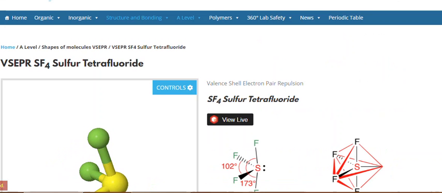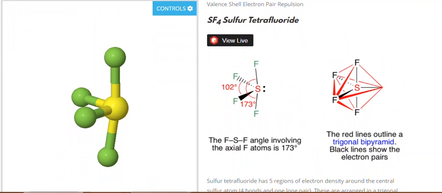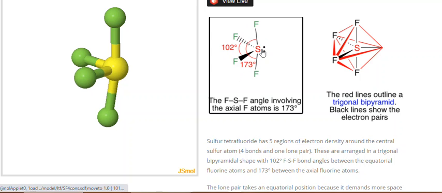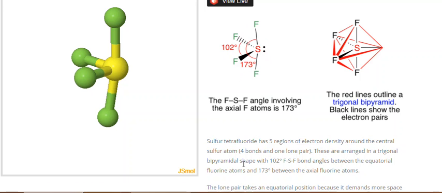Let us look at the next molecule, which is sulfur tetrafluoride. There are 4 fluorines bonded to the central sulfur atom. The F-S-F angle involving the axial F atoms is 173 degrees. Sulfur tetrafluoride has 5 regions of electron density around the central sulfur atom: 4 bonded and 1 lone pair. They are arranged in a trigonal bipyramidal shape with a 102 degree fluorine-sulfur-fluorine bond angle between the equatorial fluorine atoms and 173 degrees between the axial fluorine atoms.